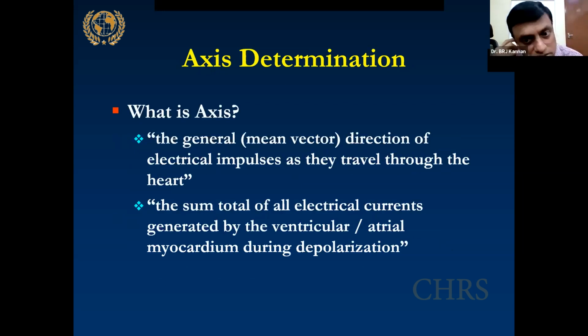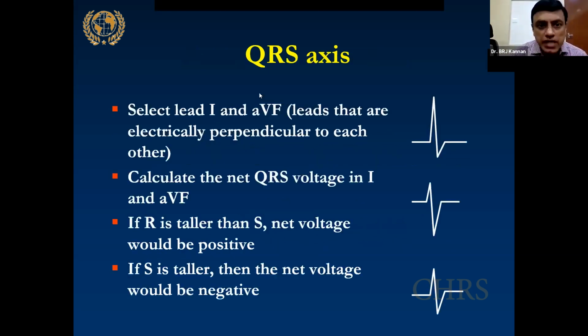I commonly see pediatricians or pediatric cardiologists finding difficulty to identify the axis. What is axis? It's the general or mean vector of the electrical impulses that travel through the heart. It's the sum total of all electrical currents generated by the ventricular or atrial myocardium during depolarization. It's just a definition. I'm going to simplify how to look at the axis. Select lead 1 and AVF. Nothing else is needed. Just select lead 1 and AVF because these are the leads that are electrically perpendicular to each other. Calculate the net QRS voltage.